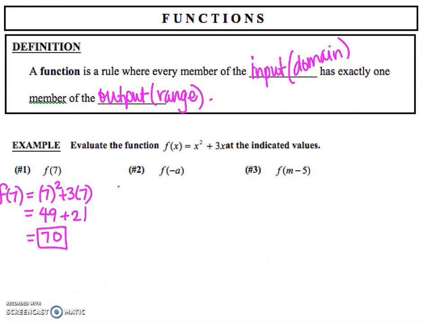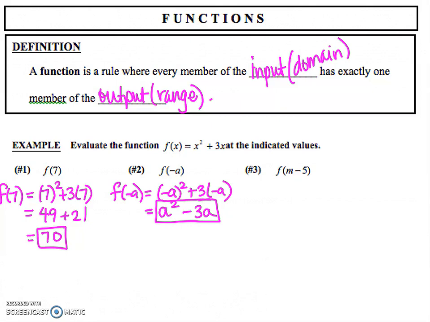For number 2, f of negative a is going to be equal to negative a squared plus 3 times negative a. Well, even though we don't know what a is, we know it's negative, but when you square a negative, you always get a positive. So this is going to become a squared. 3 times negative a will give us negative 3a. And that's the best we can do without having a value for a.